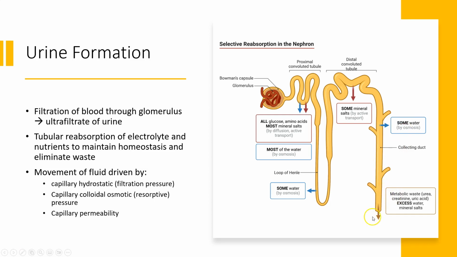In the end, we end up with urine, which is our metabolic waste that includes urea, creatinine, uric acid, and then excesses of water and mineral salts that the body no longer needs.